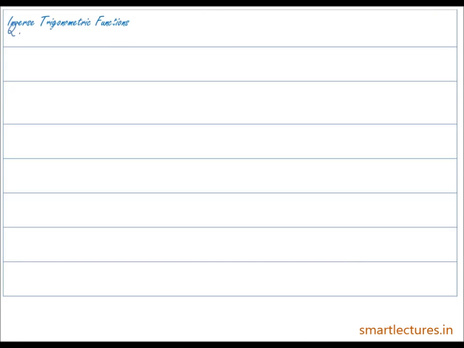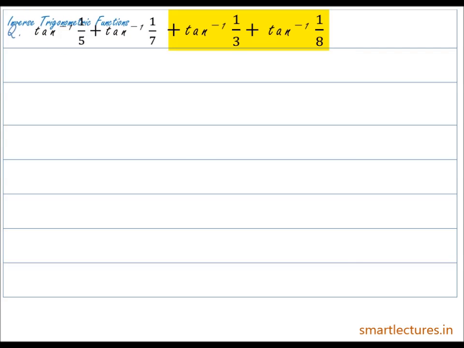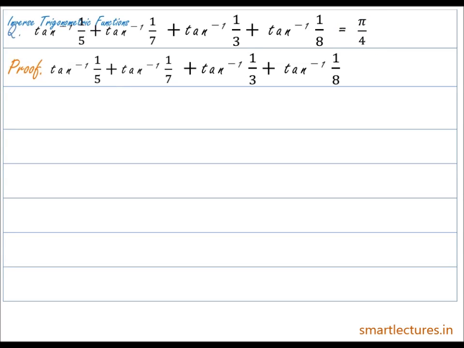And now let's solve one more question. Prove that tan inverse 1/5 plus tan inverse 1/7 plus tan inverse 1/3 plus tan inverse 1/8 is equal to pi/4. And in this question, first we shall simplify the left hand side and then prove that the left hand side is equal to pi/4, which is equal to the right hand side.